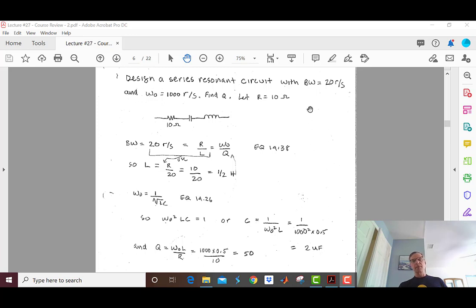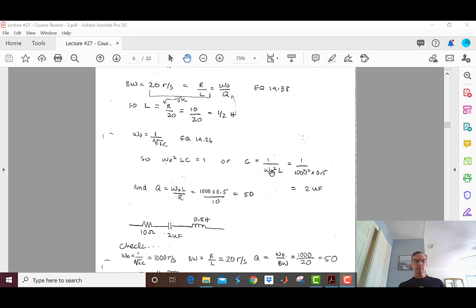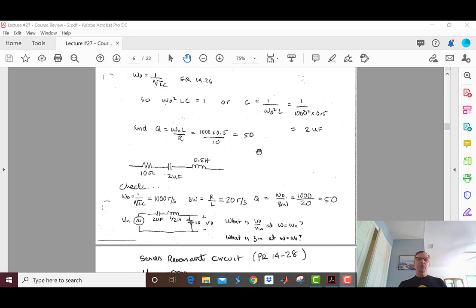So I'm also asked to find Q. Q equals omega naught L over R for our series resonant circuit, and it's equal to 50. I just did a bunch of turning the crank, but I did nothing conceptual. And you could turn that crank and not really understand what's going on with these circuits. And as you can imagine, on the final, I want you to know what's going on in these circuits. So let's do a little more.